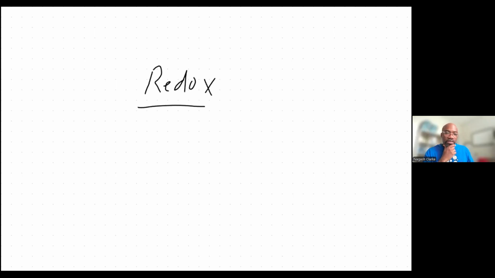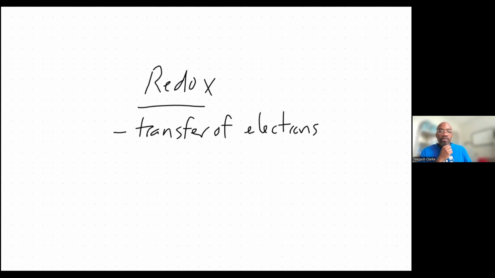So redox involve transfer of electrons. In a previous video, we talked about metathesis reactions. Those do not involve transfer of electrons. Those are the swapping partners.